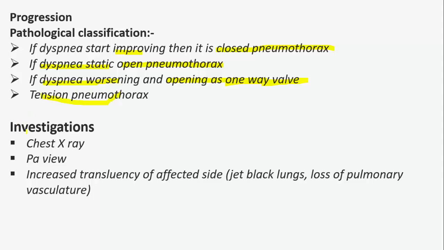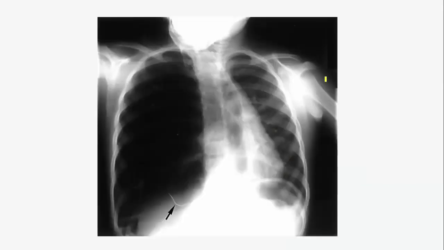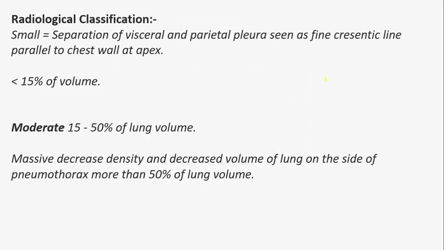In investigations, we see chest x-ray, we will do PA view: increased translucency of the affected side. We will see jet black lungs because of loss of pulmonary vasculature. So we can see jet black lungs in tension pneumothorax, and the trachea is deviated away to the contralateral side, and this is again jet black lung. So what is the radiological classification?